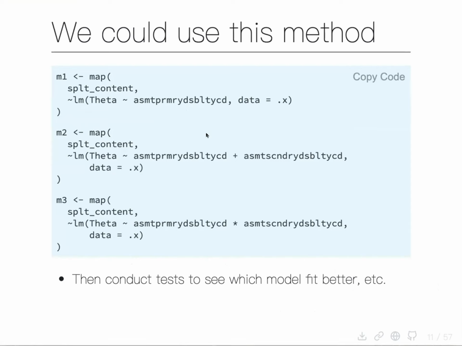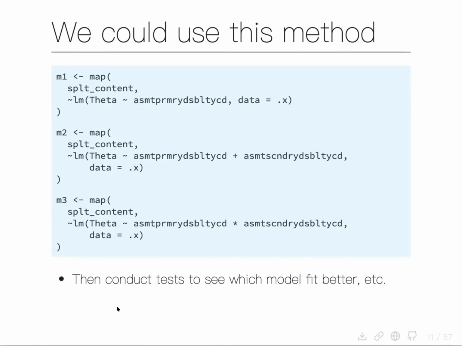So I'm creating a new object, which I'm calling M1, where I'm saying map through split content and apply this model where the data is .x. Then M2, do the same thing, but add a plus and add secondary disability. And then for M3, I would multiply, right? So now I have 3 different model objects. Each of those is going to be a list of models, one for each content area. Okay? And then we could go through to conduct tests to see which model we think fits the data better for each content area, etc.